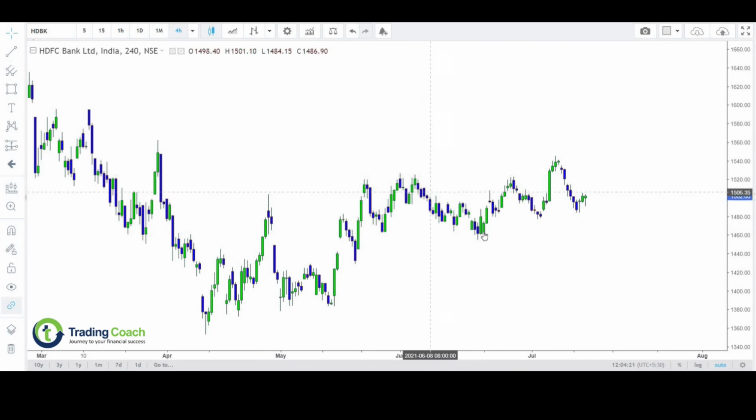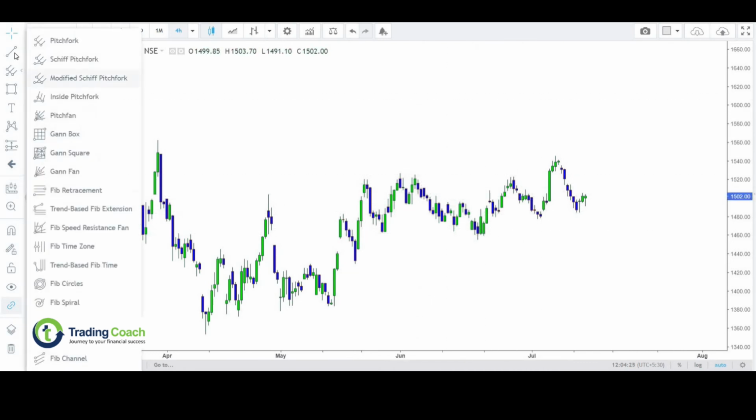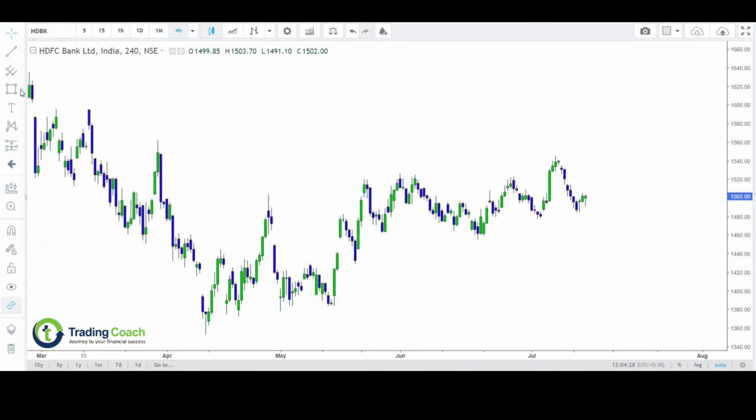Let me mark all these swing highs and swing lows. Let me circle them using the tool here. Let me do this very quickly. As you can notice on the chart, I have circled all the major turning points, all the major swing highs and swing lows right on the price chart.